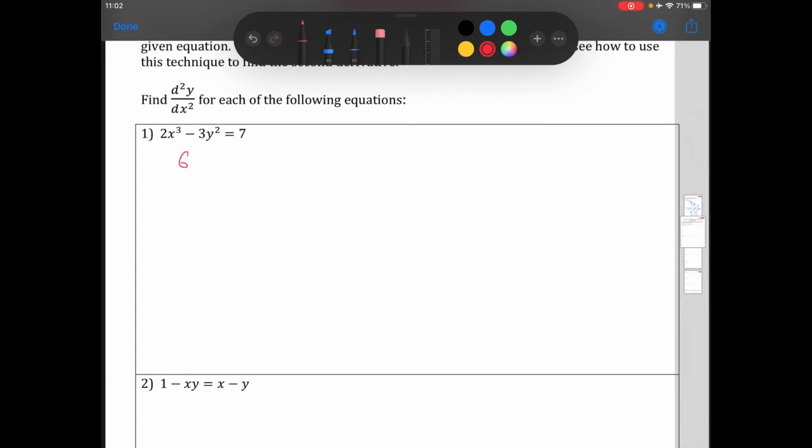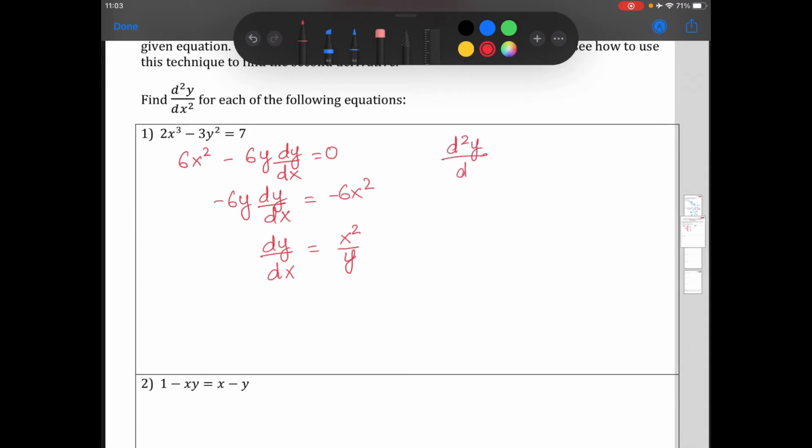So this would be 6x squared minus 6y dy over dx equals 0. Solve for dy over dx. You will get negative 6y dy over dx equals negative 6x squared. So dy over dx is equal to x squared over y, right? Now I want to take the second derivative.